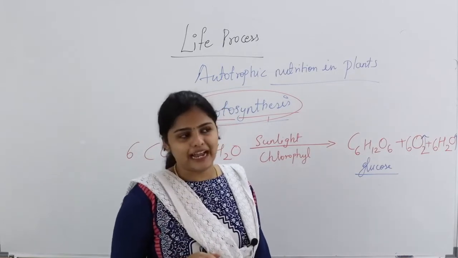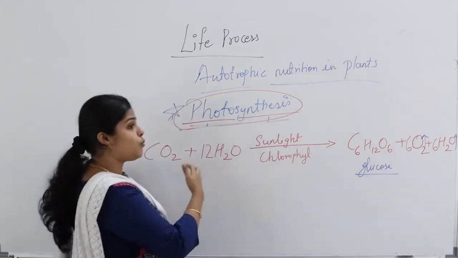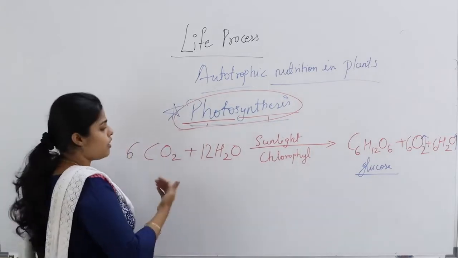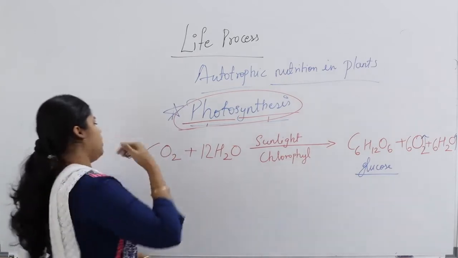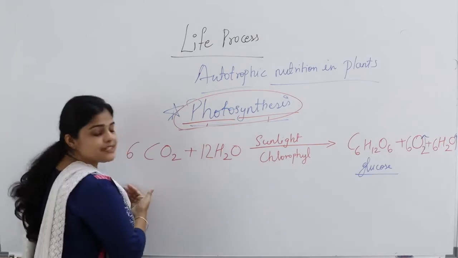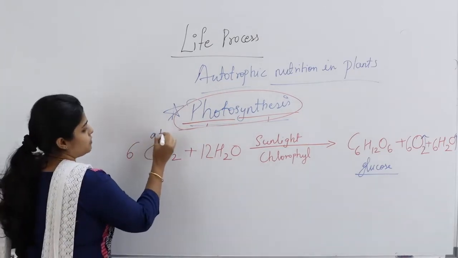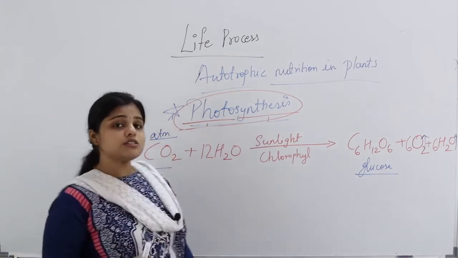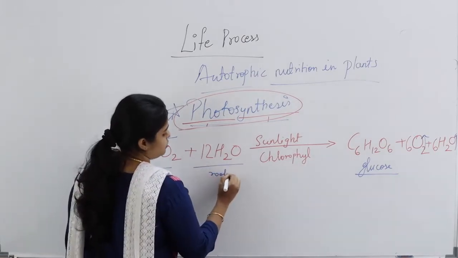Now I should know where the different things the plant needs come from. If someone asks me, you should know from where you are going to get these things. When I talk about carbon dioxide, you will get it from where? From the atmosphere. Water you are supposed to get from where? That is from the roots.